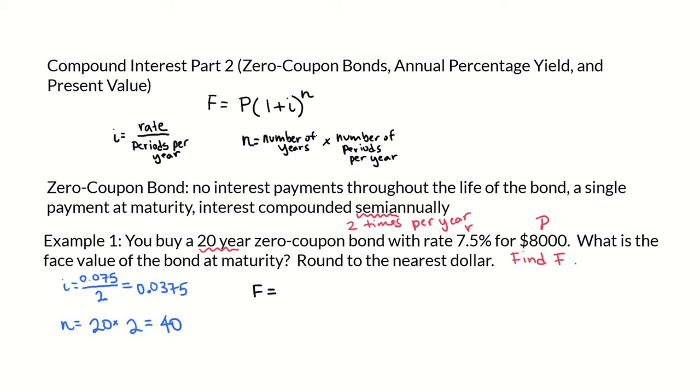So F equals the principal P, which is 8,000, multiplied by (1 plus I), which is 0.0375, raised to the power N, which is 40. Which is approximately, if we round to the nearest dollar, $34,883.